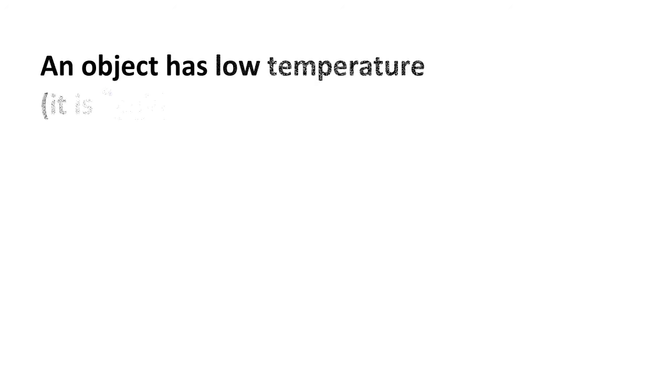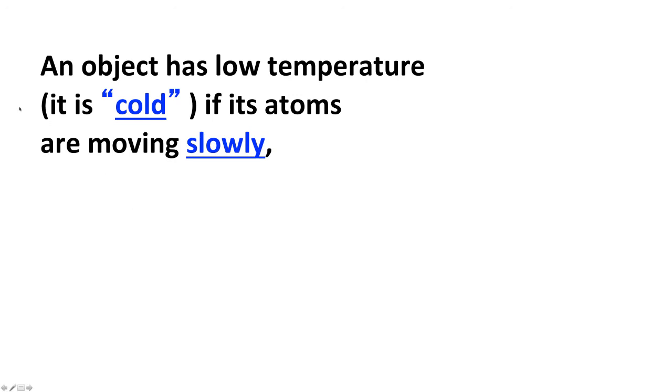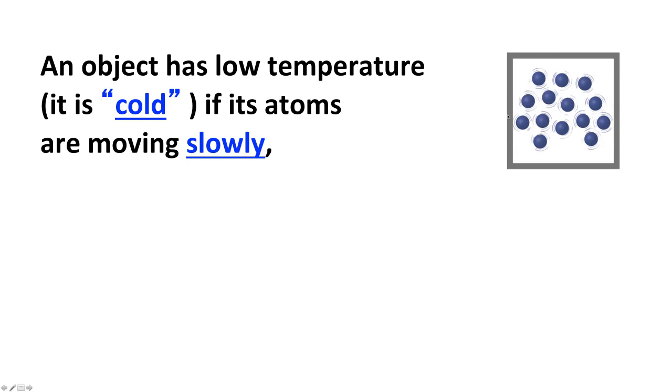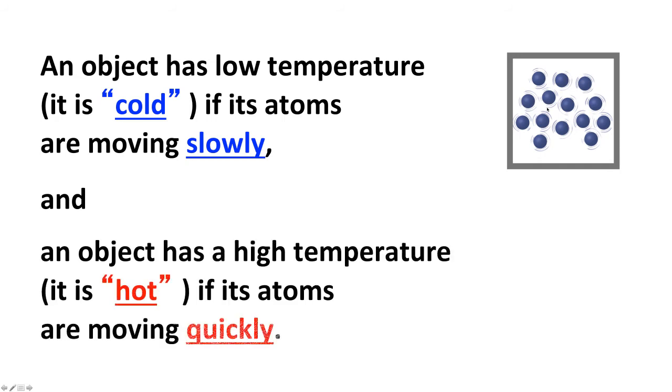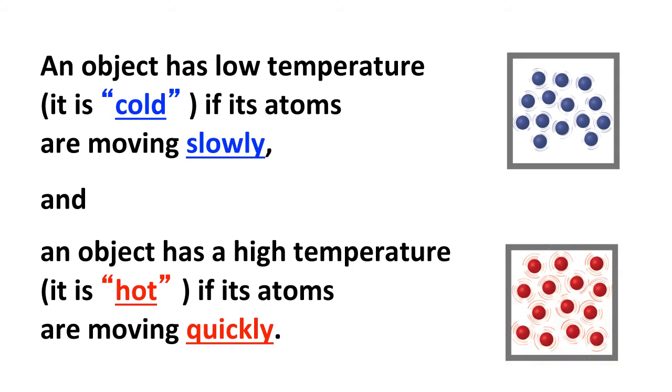To be a little more specific about this, if we have an object that is at a low temperature, and we would normally say it's a cold object, this is because its atoms are moving slowly. So here are some atoms making up the substance, not moving very fast. Now, if we have an object that's at a high temperature, and we would typically say that it is hot, what this means is that its atoms are moving quickly by comparison. So here is a high temperature or hot object, and its atoms, its molecules, are moving at higher speeds, on average.